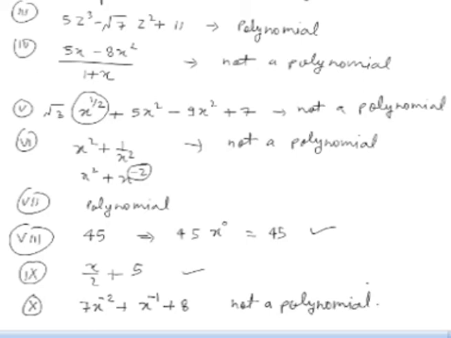So in this way we have to identify polynomials and what are not a polynomial. Monomial, binomial, trinomial or polynomial, to classify each polynomial and also state their degree. Just listen to me very carefully. I'm going to explain each and everything over here. So first question is 5x.